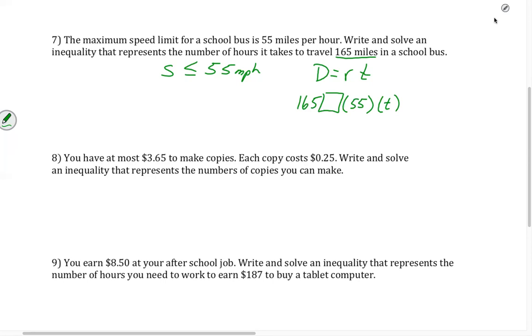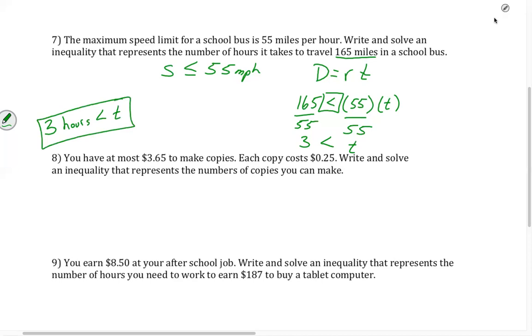So now when we go ahead and solve this and we divide by 55, we get T, and we're going to get 3. Now, the time it's going to take is going to take you more. It's going to take you longer than 3 hours. And that looks weird. How did I get to that? Well, here's how we get there.